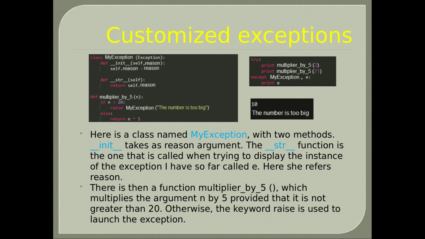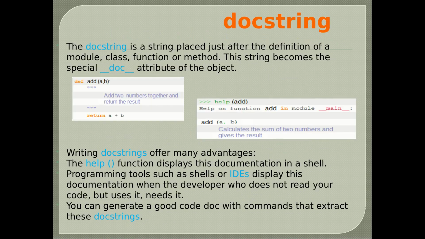Docstring. The docstring is a string placed just after the definition of a module, class, function, or method. This string becomes the special __doc__ attribute of the object. We have defined an additional function that returns the result of adding two numbers together. Writing docstrings offers many advantages. The help function displays this documentation in a shell.